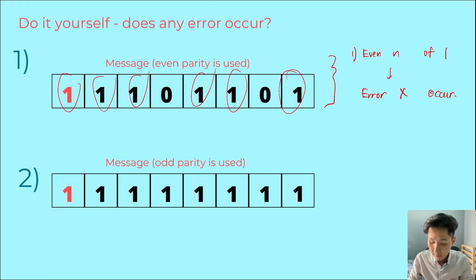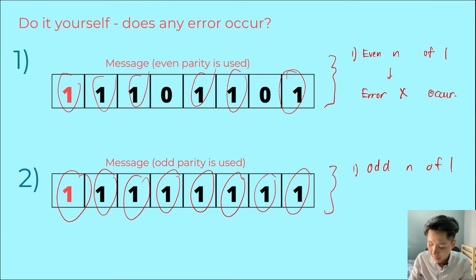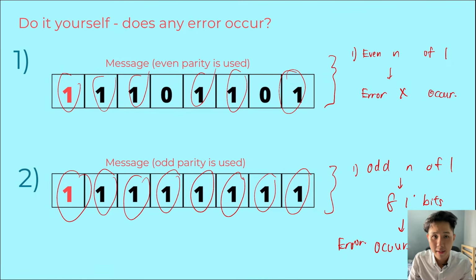Okay? So in the second question, they said odd parity is used instead. And again, we expect an odd number of 1s. But when we calculate the number of 1 bits in this byte, we found that there are 8 1 bits here, which is even. Therefore, since it doesn't match, this means that error has occurred. And this is how we can determine whether a message has been corrupted or not.